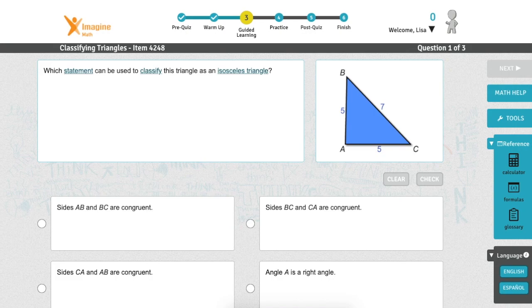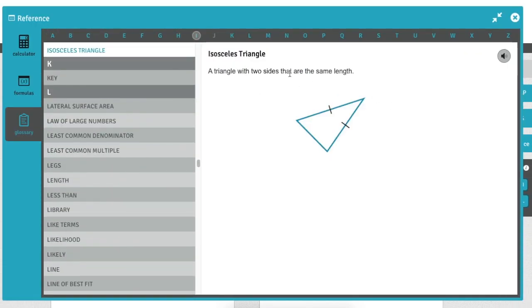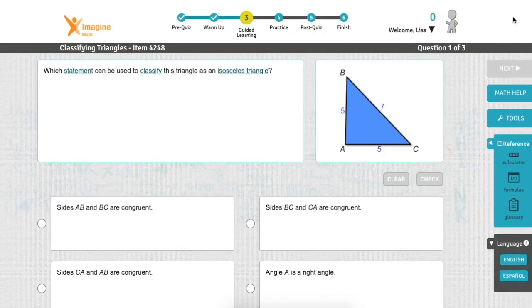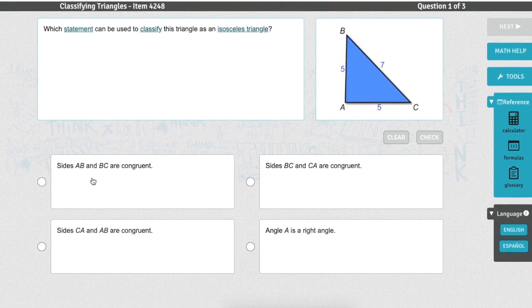So it says, which statement can be used to classify this as an isosceles triangle? Okay, so remember the rules for isosceles. You can click on the word to remember what isosceles means. It says that two sides are the same length. Okay, so when I'm looking at this, it says the sides are congruent. Well, what does congruent mean?